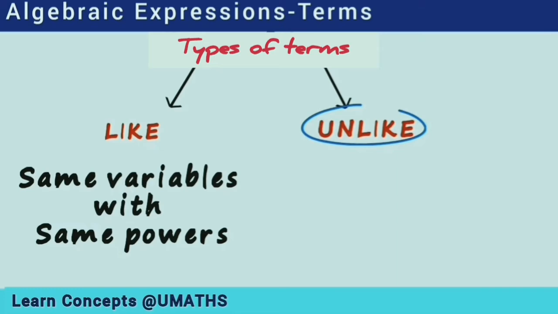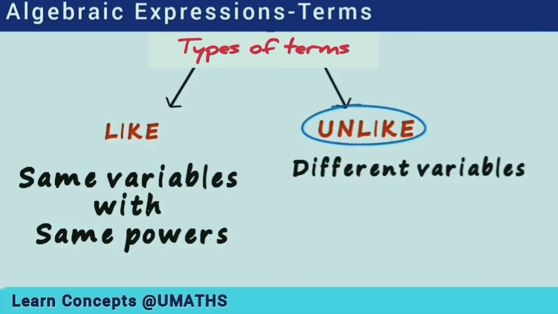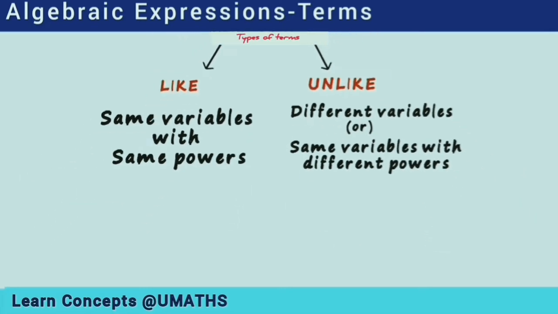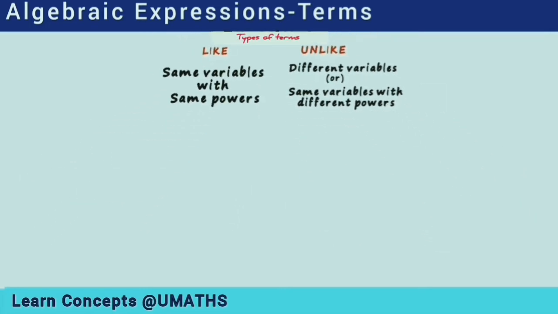Then, when are they unlike terms? Two terms are unlike if they have different variables or same variables with different powers. Let us understand this with a couple of examples.